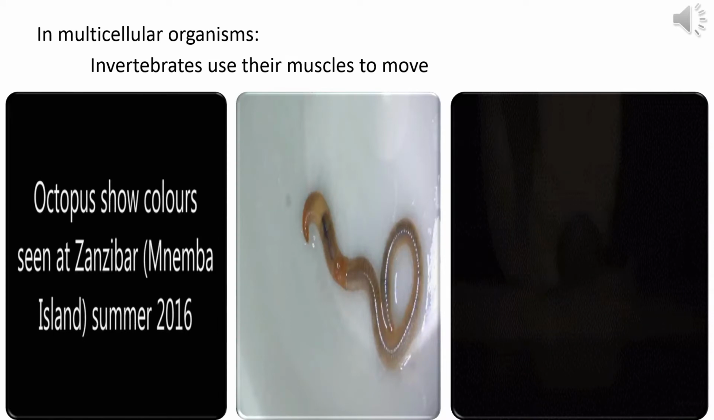When we look at these multicellular organisms, we can divide them into invertebrates and vertebrates. You know, invertebrates use their muscles to move. For example, we can consider the earthworm, octopus, and snail here.